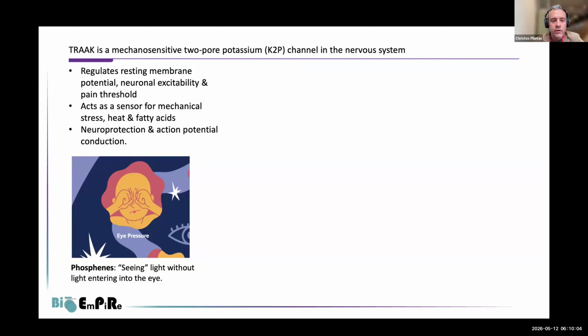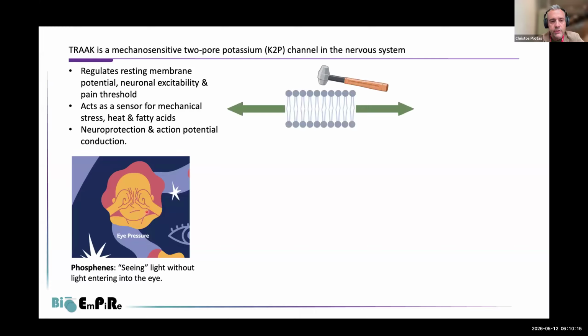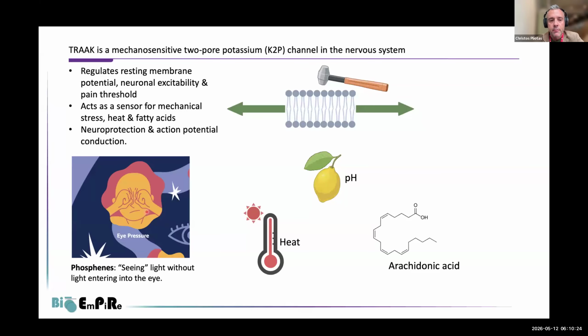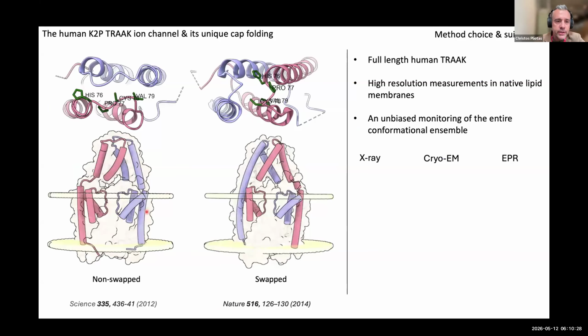I don't know if you have ever rubbed your eyes and seen flashes of light. This means that you're seeing it without any light entering your eyes. This means that your TRAAK is not working properly, actually. So as I said, it can be activated by pH, by tension, by heat, by polyunsaturated fatty acids. So what was the case here?